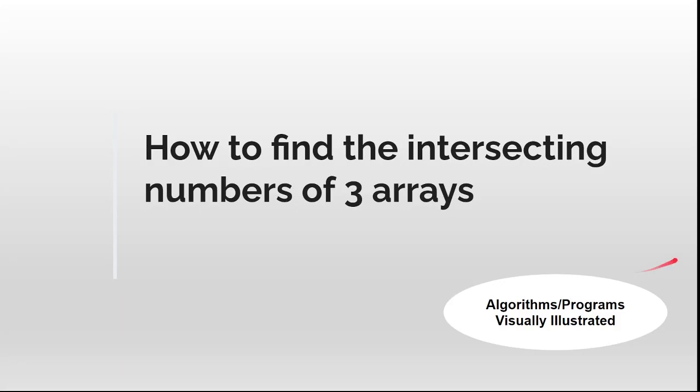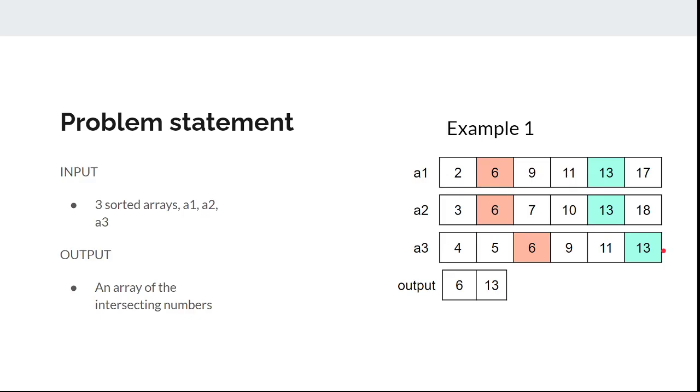How to find the intersecting numbers of three arrays. Problem statement: the input is three sorted arrays A1, A2, and A3, and the output is the array of the intersecting numbers, which would be 6 and 13, because they are in all three arrays.